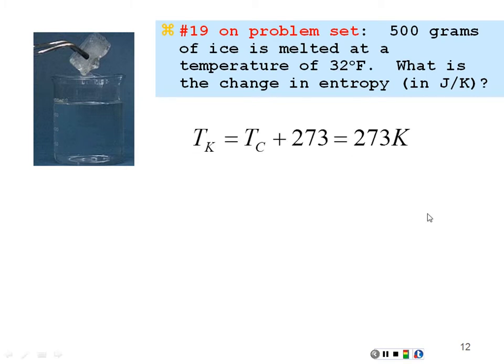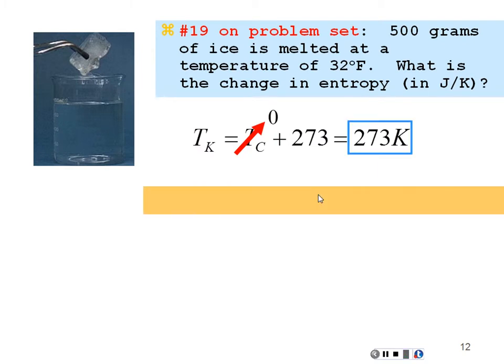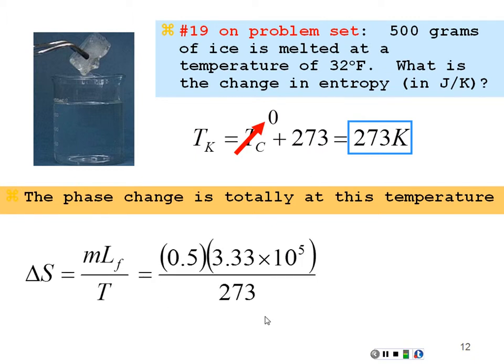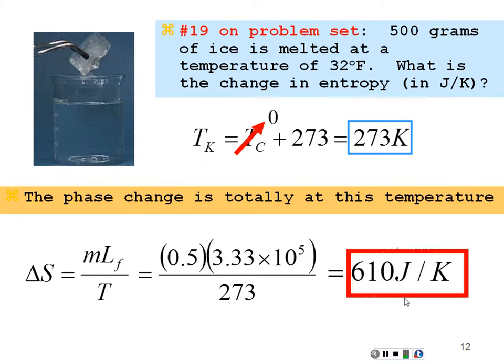So our temperature in this case is the temperature in Celsius plus 273. At 32 degrees Fahrenheit, we're at 0 degrees Celsius. So our temperature in Kelvin is 273 K. We're going to go through a phase change, so that is the mass times the latent heat of fusion for water. The mass was 500 grams or 0.5 kilograms. Latent heat of fusion is 3.33 times 10 to the 5 joules per kilogram. And we're going to do it at 273 Kelvin. So we're going to have a change in entropy for this process of 610 joules per Kelvin.